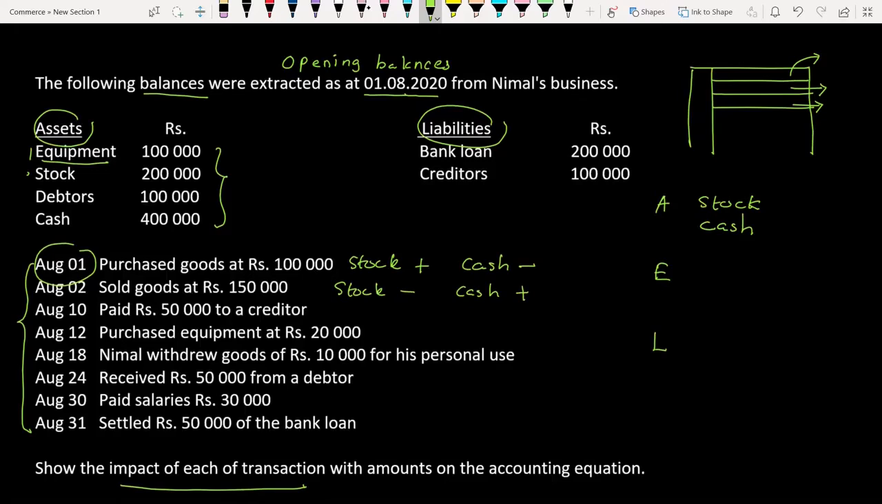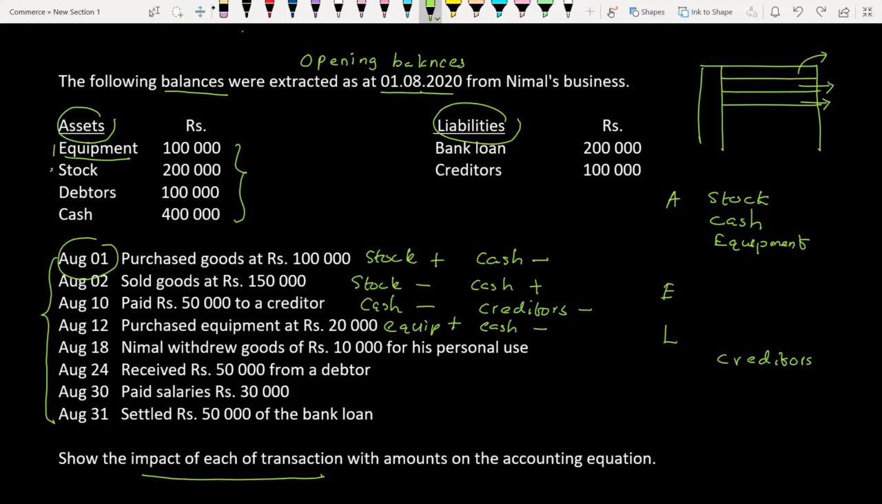Third transaction, paid to a creditor. This means cash decreases. Also, creditors decrease. So we have to have our liability called creditors. Then the next transaction, purchase equipment. This means equipment increases and cash decreases. So we already have our cash column and we need to have the equipment column.